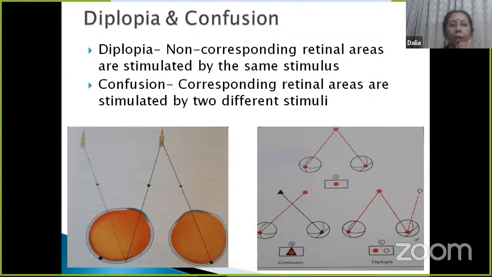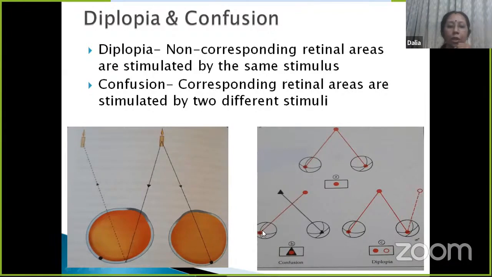And what is diplopia and confusion? Diplopia occurs when non-corresponding retinal areas are stimulated by the same object. As you can see in the picture, the fovea of the left eye and an extrafoveal point on the right eye are being stimulated by the same object. So this is stimulating the left fovea and an extrafoveal point on the right eye. This right eye extrafoveal point has another visual direction, so the same object will be seen as double, that is diplopia.